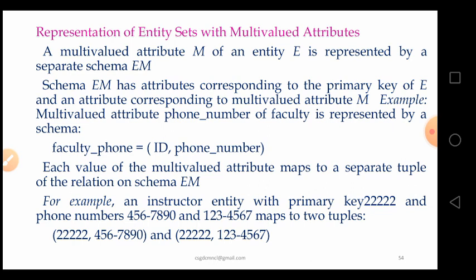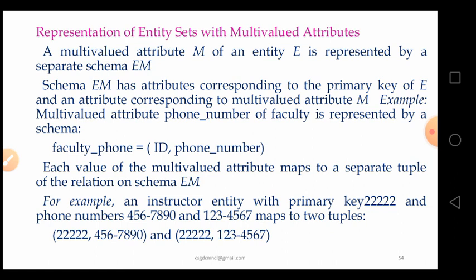A multi-valued attribute M of an entity E is represented by a separate schema EM. Schema EM has attributes corresponding to the primary key of E and an attribute corresponding to multi-valued attribute M.